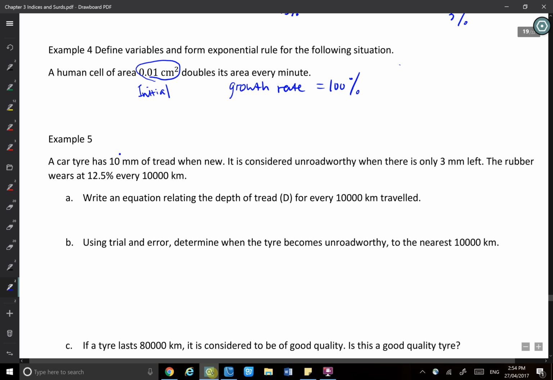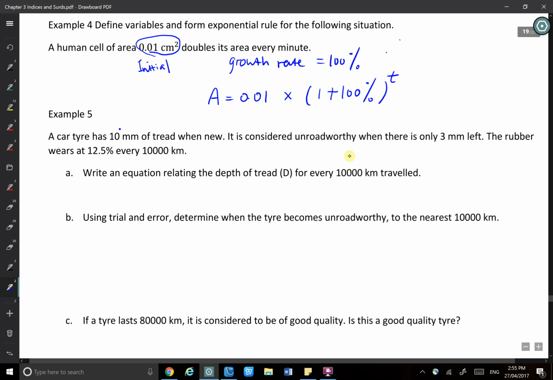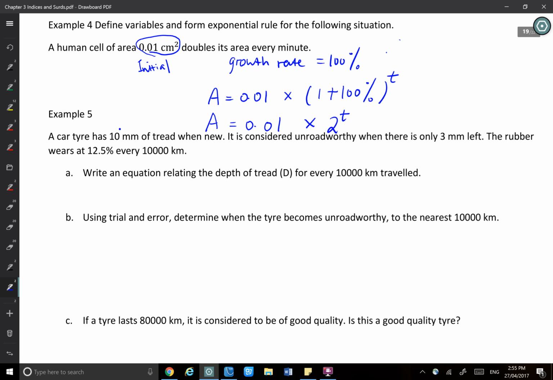So the area will equal, let's try here, the area will equal 0.01 times (1 plus the growth rate) to the power of t. So A is actually equal to 0.01 times 2 to the power of t. So the base is 2, but the growth rate is 100%.